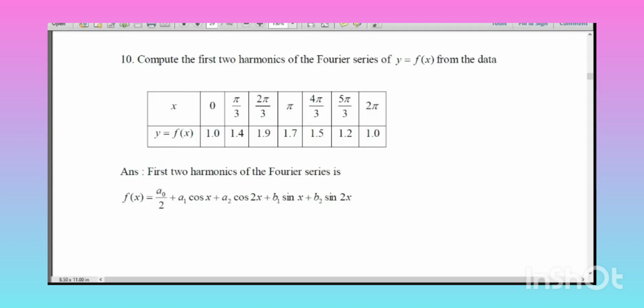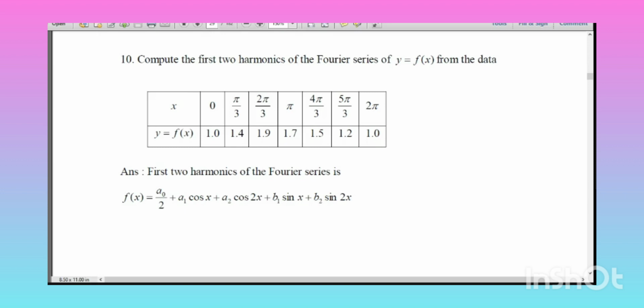If you see the Fourier series formula, f of x is equal to some constant a0 by 2 plus a1 cos x plus b1 sin x, where n is equal to 1 to infinity. You have to apply n is equal to 1, so a1 cos x plus b1 sin x. Next, you have to apply n equal to 2, so a2 cos 2x plus b2 sin 2x.